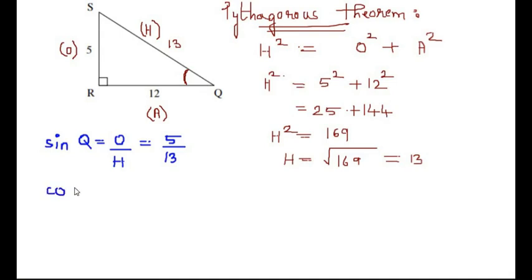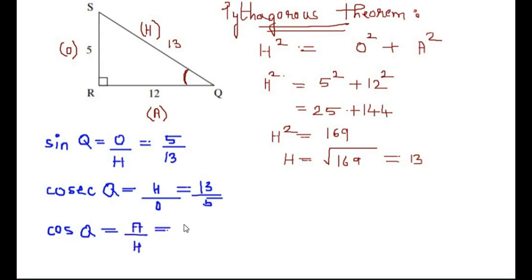Now we will immediately find its reciprocal, cosec Q. It is hypotenuse over opposite, so we write it as 13 over 5. Then we'll find cos Q. Cos is given as adjacent over hypotenuse, so it is 12 over 13. And its reciprocal sec Q is hypotenuse over adjacent, so it's written as 13 over 12.